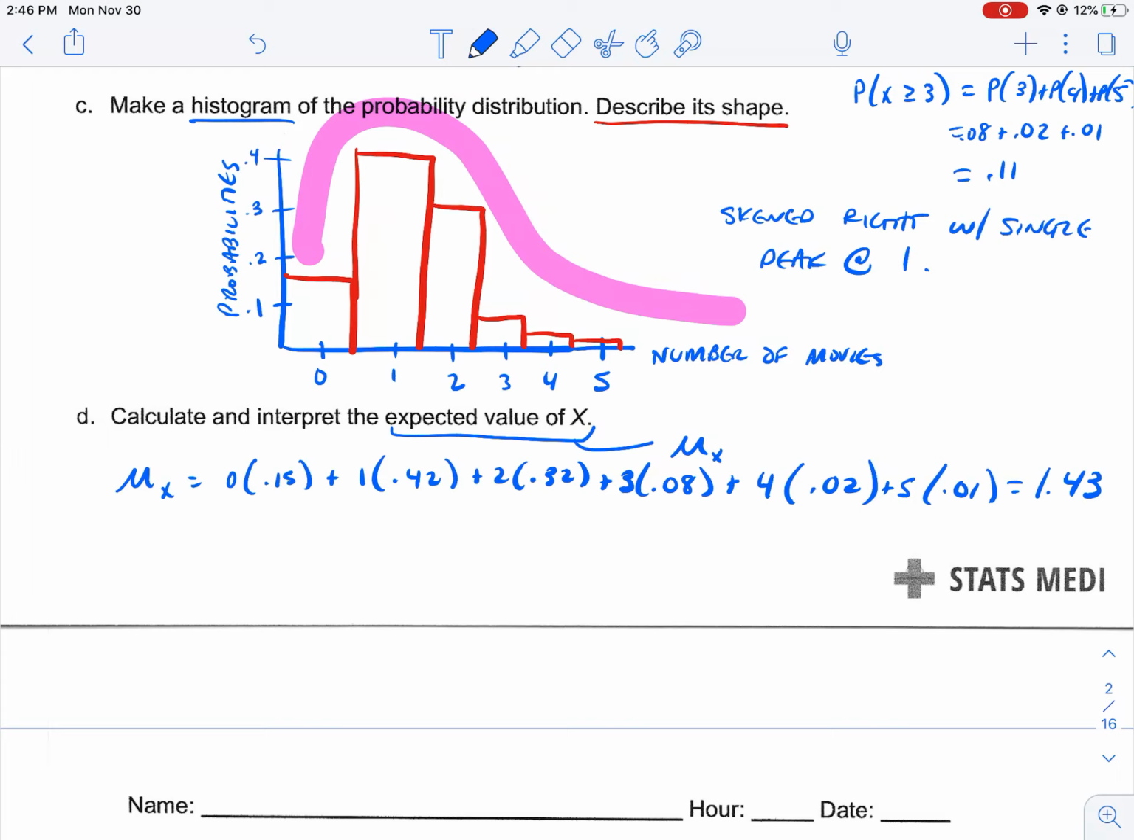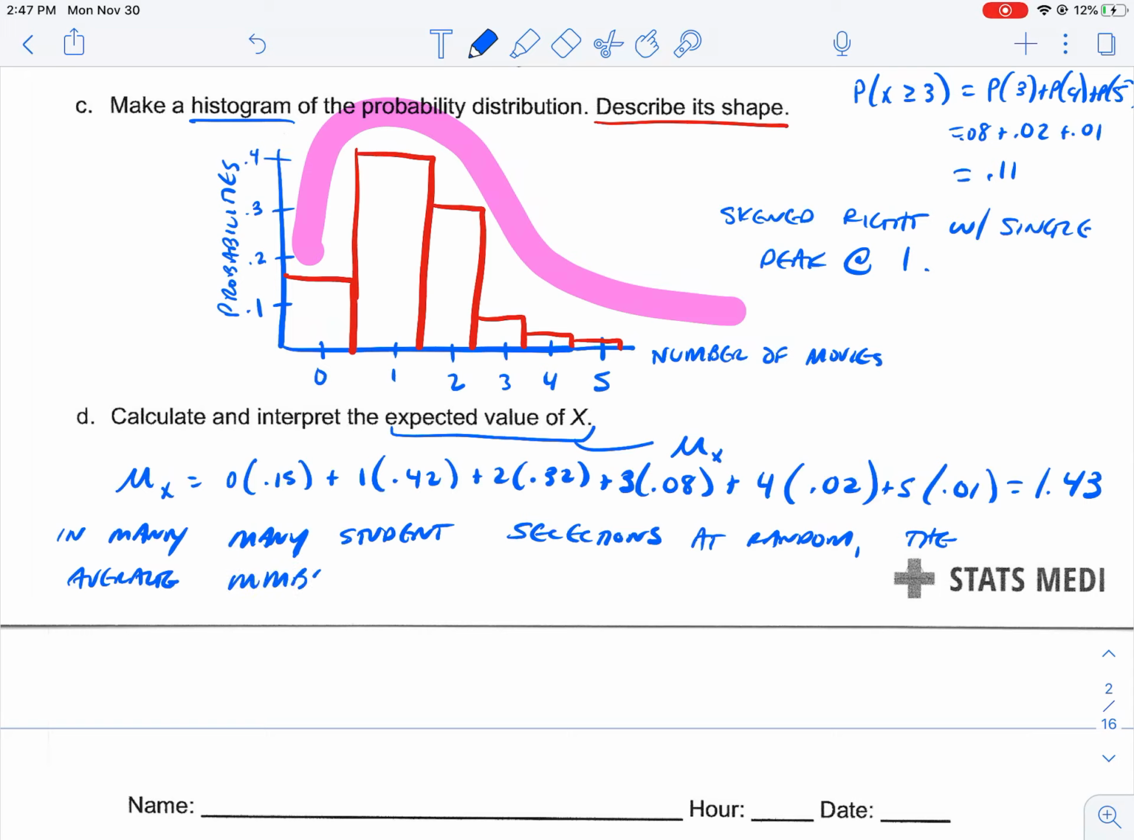So when I interpret this, this would be: in many student selections at random, the average number of Home Alone movies they have seen is about 1.43.